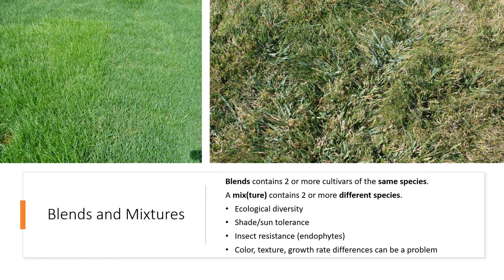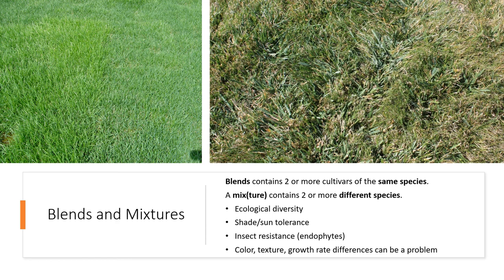One is to get a little diversity in a lawn so you have fewer insect or disease problems. It might be where you have a mixed shady and sunny lawn. You mix the shady and sunny grasses together, and in the shadier parts of the lawn, the shade tolerant grass will do better, and then the sunnier parts of the lawn, the sun tolerant grass will do better. There are very good reasons for doing mixtures and blends.